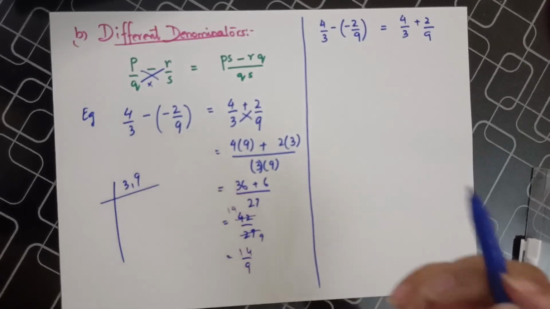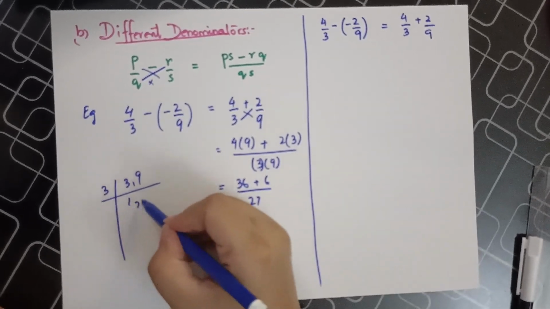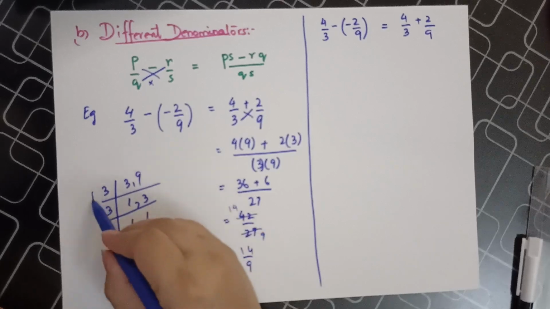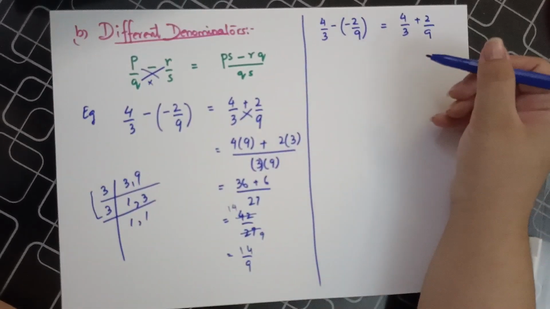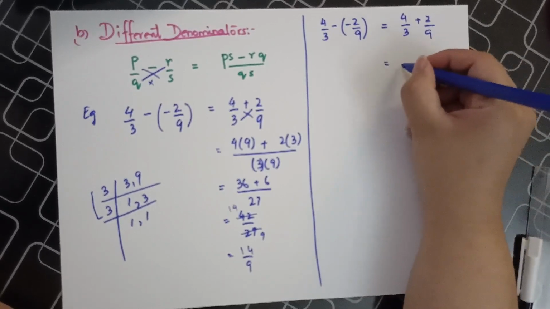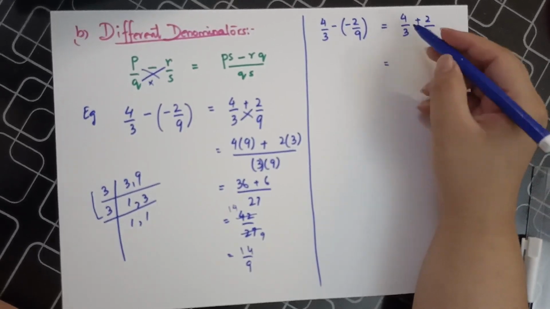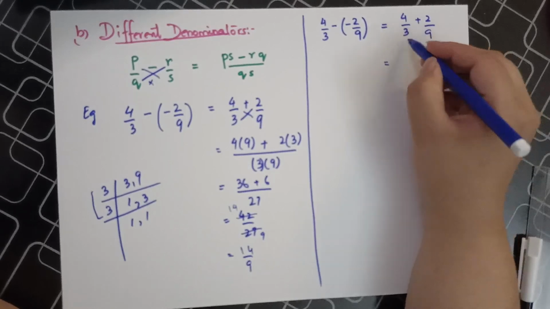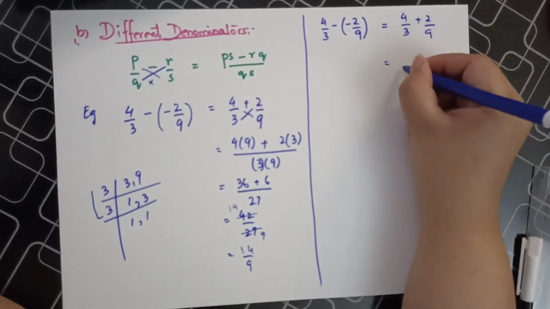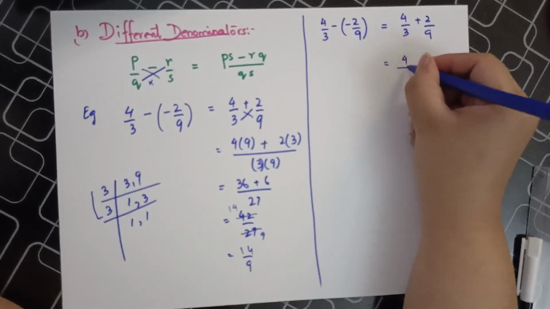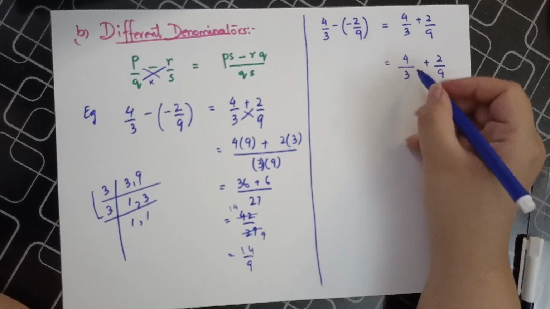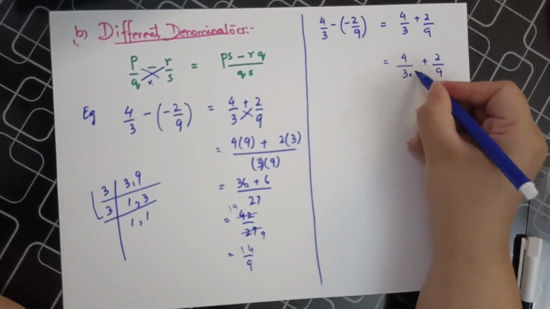3 and 9. Okay, 3 3 1, 3 threes are 9, and 3 comes as it is, 1 and 1. So 3 threes are 9. So the common denominator we have is 9. Now you're going to convert the denominators into 9. So we have 4 upon 3 plus 2 upon 9. Here 3 is not 9, so you're going to multiply it by 3 to make it 9.